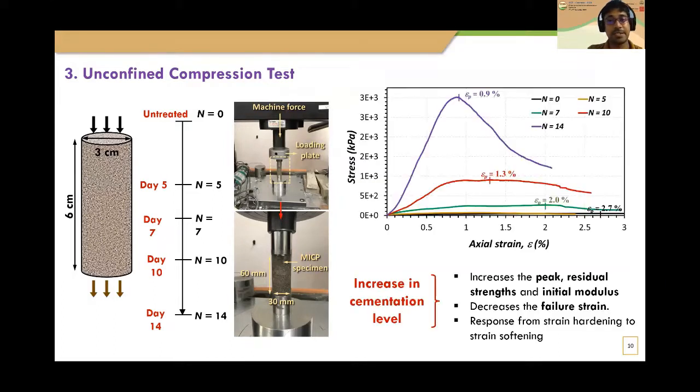Then the unconfined compression test. We performed this unconfined compression test on all the specimens, and we found that with the increase in the cementation level, the peak and residual strength and the initial modulus increased, and also the failure strain decreased. In addition to that, the response changed from strain hardening to strain softening.